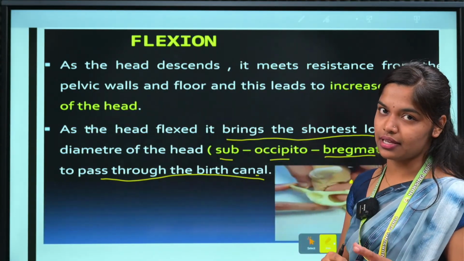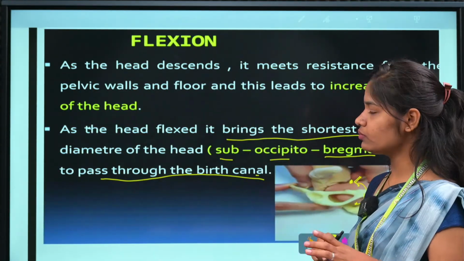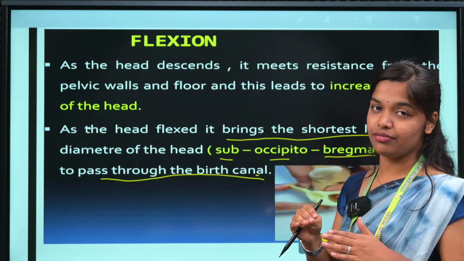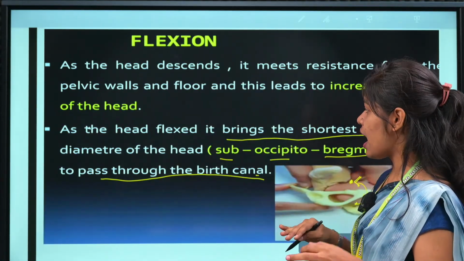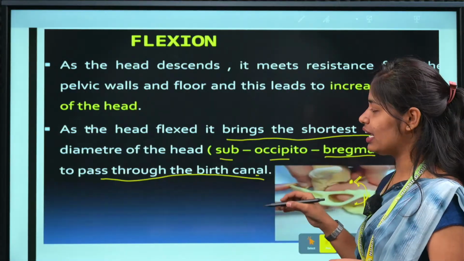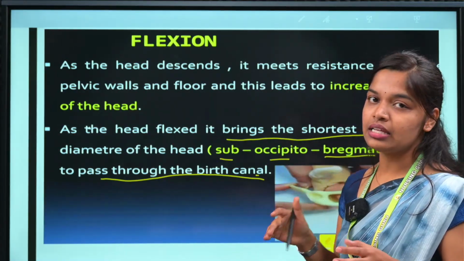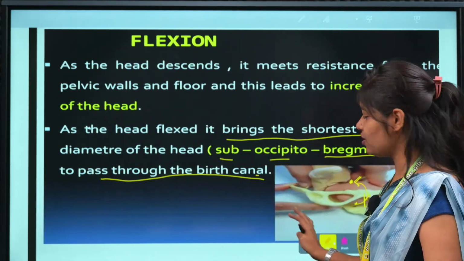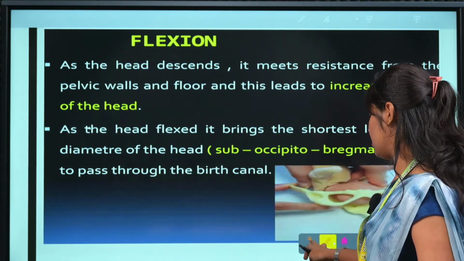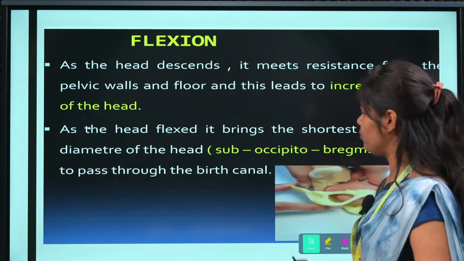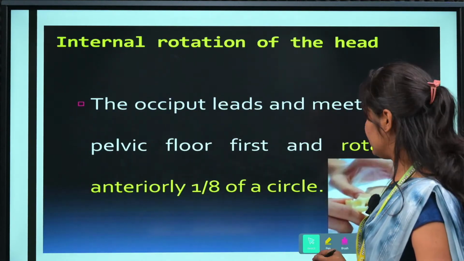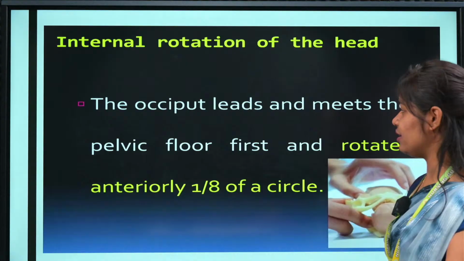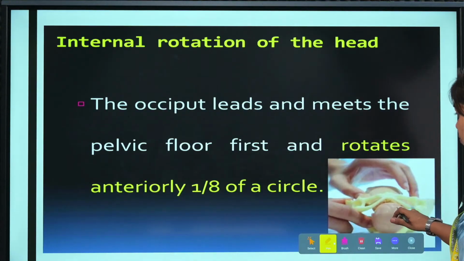After the descent, the head will have increased flexion towards the body, and the suboccipito-bregmatic diameter of 9.5 centimeters will be passed through the birth canal in flexion, the third step of the mechanism of labor. Next is internal rotation of the head. After the flexion, the rotation of the head will occur.